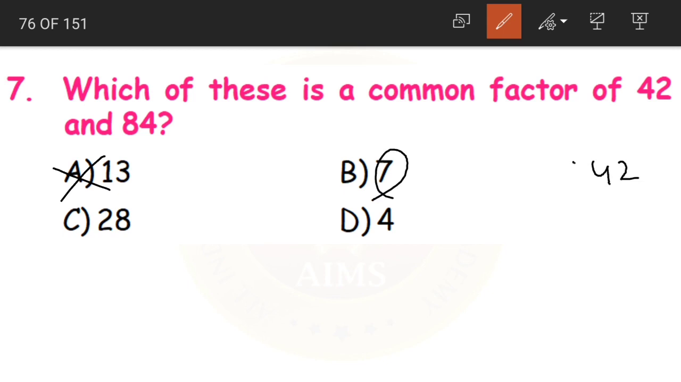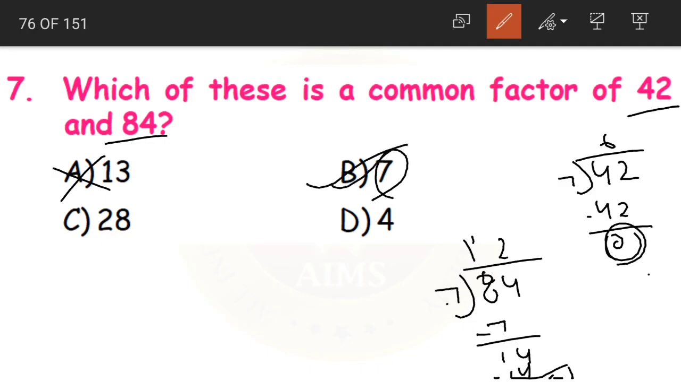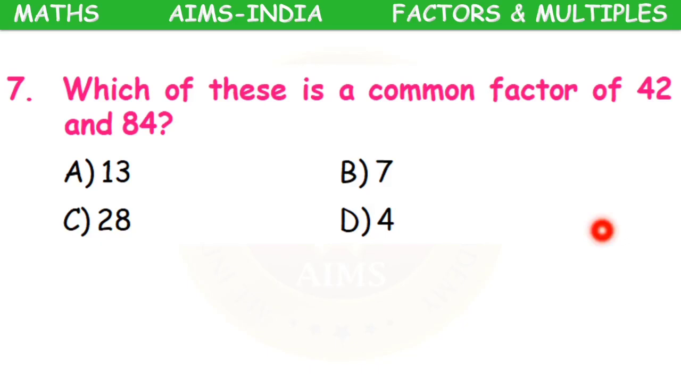Next, coming to the number 7. We have 7 6s are 42. The remainder becomes 0. And then when 84 is divided by 7, we have 7 ones are 7, 14, 7 twos are 14 again. The remainder is 0. So 7 divides both 42 and 84 completely. So 7 becomes our common factor, children. Understood the two ways of finding which of these is a common factor. First, you can list out the factors of both the numbers, or else you can take each number and check whether it is a common factor or not.